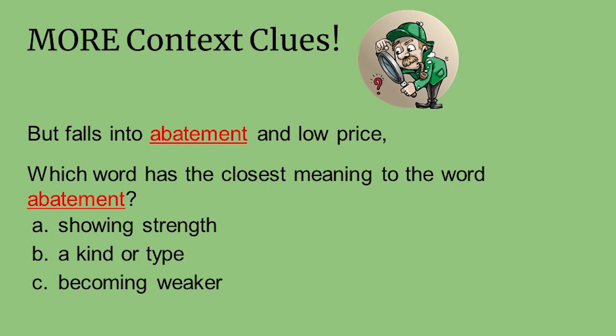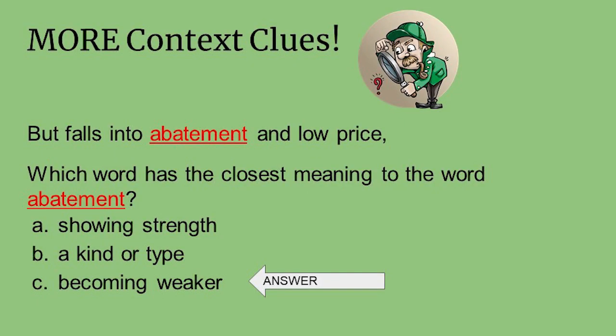A, showing strength. B, a kind or type. C, becoming weaker. So think about that. You have to also go back to the tone of the piece. "But falls into abatement and low price." I think your key words in this line of the monologue are low price.